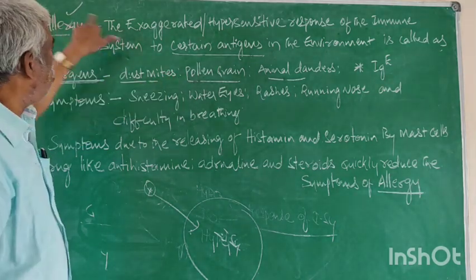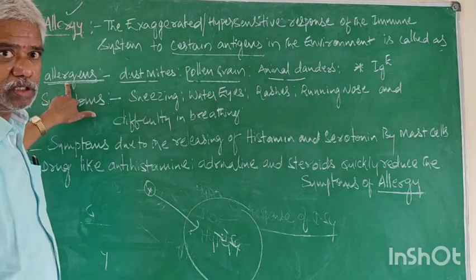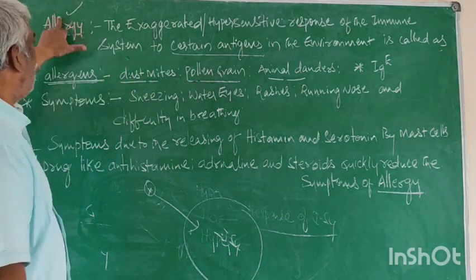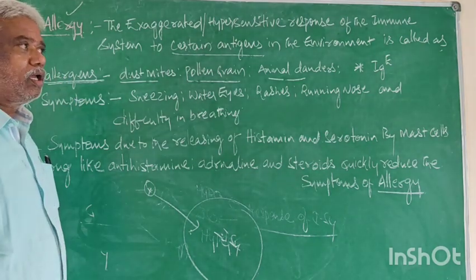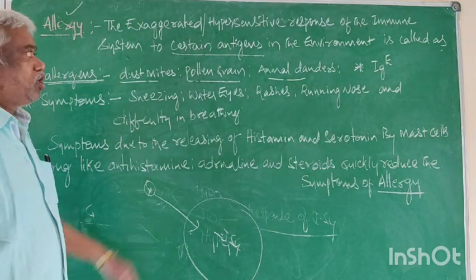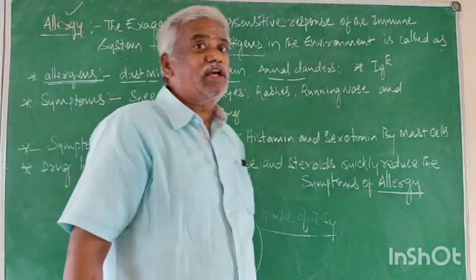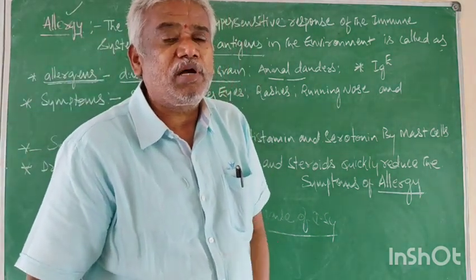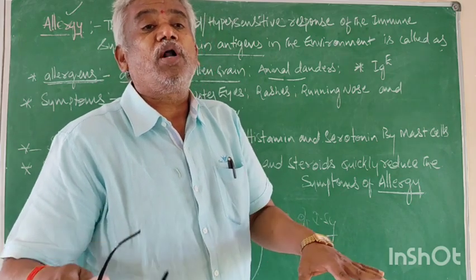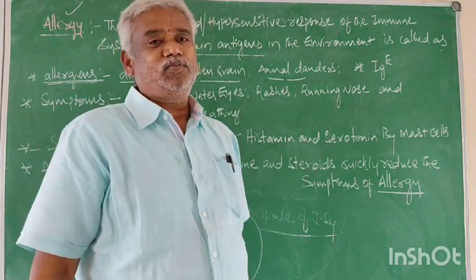The substance which causes the allergy is called an allergen. The antigen which causes the allergy is called an allergen. Right. Okay. Now, the immunity system response, confirm. The immunity system has responded. How can you confirm? Antibody.